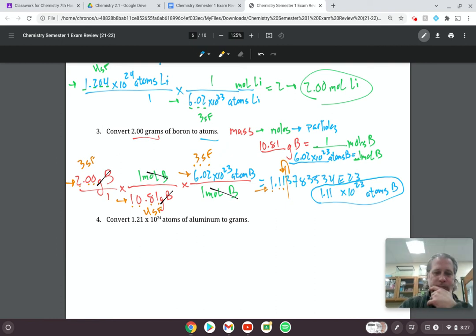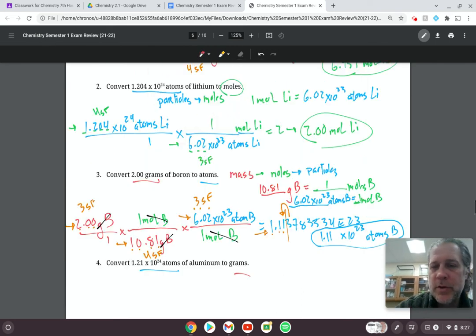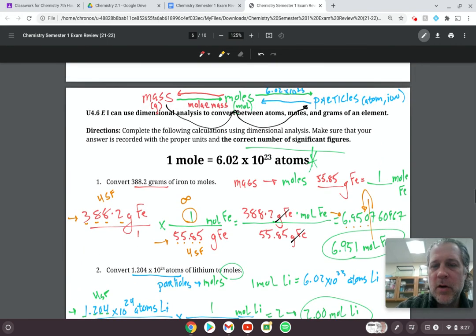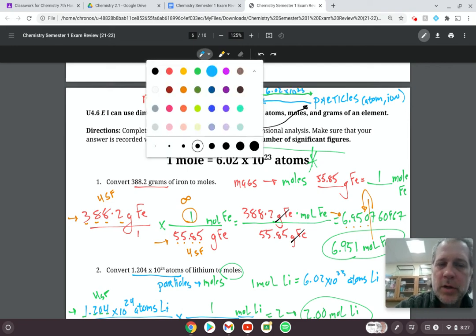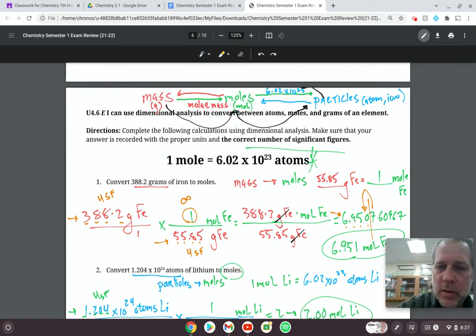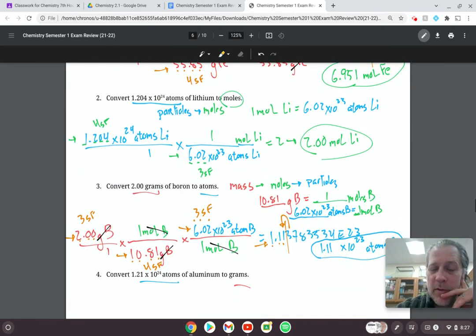So something like that. All right, the last one is going to have us convert atoms to grams. So we have atoms and we're looking for grams, which is mass. So the first thing I'm going to do is go back up here and see that I need to go from particles, which are my atoms, to, I want to use a different color. So I'm going to go from particles to moles and moles to mass. So that means it's going to be a multi-step problem.